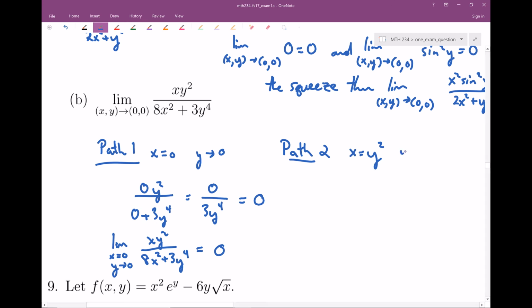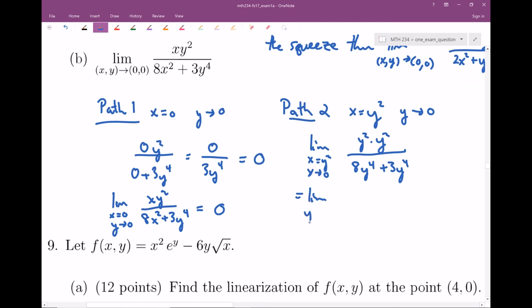So if x is equal to y squared, and y is again tending towards 0 here, then everywhere I see an x, I'm going to put a y squared. So I'm going to put a y squared times my y squared, replacing that first x. And then down here we have 8y to the fourth plus 3y to the fourth. And again, you can see these powers now match up. By letting x equal y squared, now we have y to the fourths in both of these terms. So this is going to be the limit as y goes to 0 of y to the fourth in the numerator and 11y to the fourth in the denominator. And now we can see that those y to the fourths perfectly cancel out, and we're going to have 1/11th. So 1/11th is our limit.